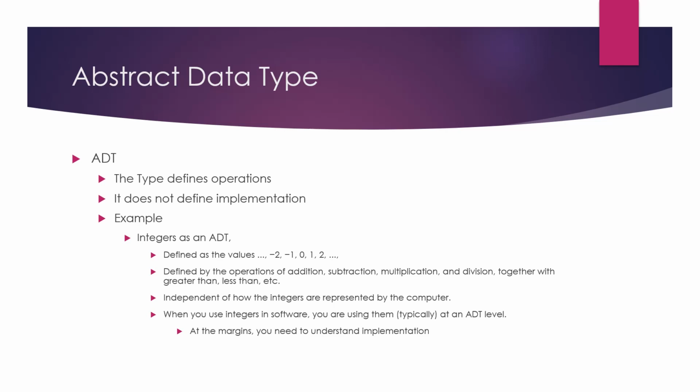We're not thinking about how the bits change in the CPU when we talk about that data type typically. So when you use data types in software, you're typically addressing them as a programmer from the ADT level. At the margins, you'll need to understand the implementation, that is, what happens when you get to max int and you add 1 to it, for example. Then it helps to understand something about the implementation, so that at the margins you do. But for the most part in day-to-day work, we think about our data types in terms of ADTs.